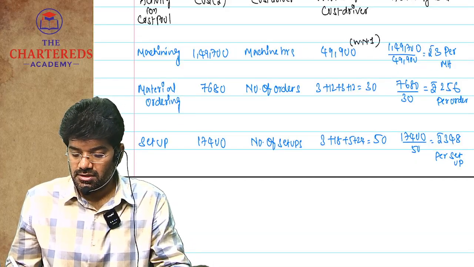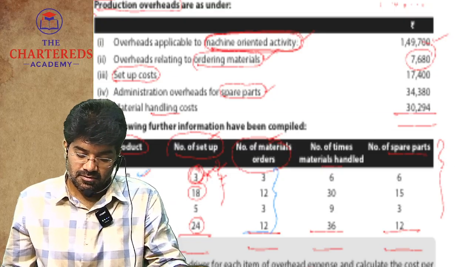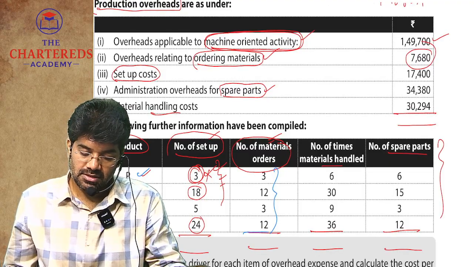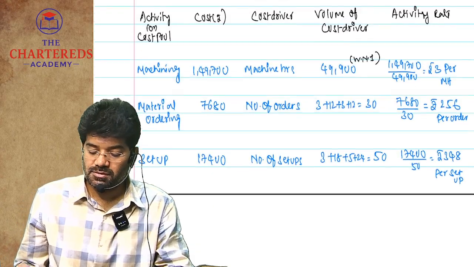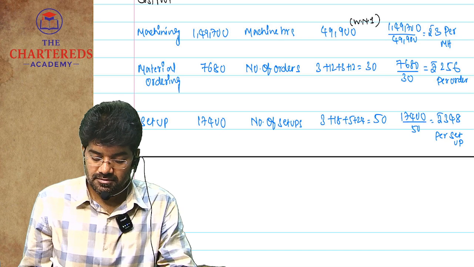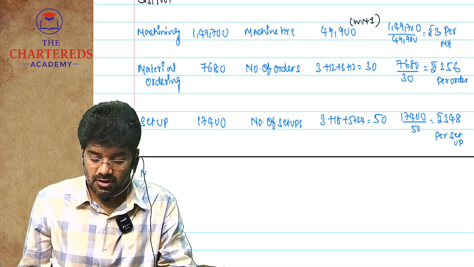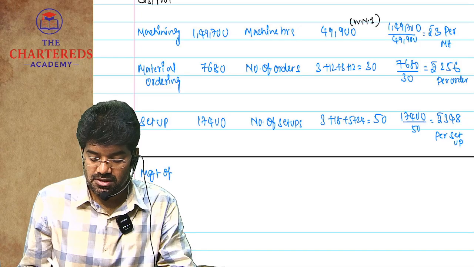Next activity is administration of spare parts, that is the activity, or management of spare parts.